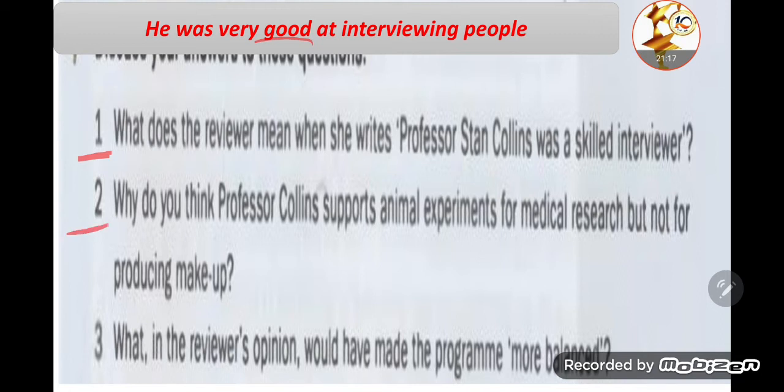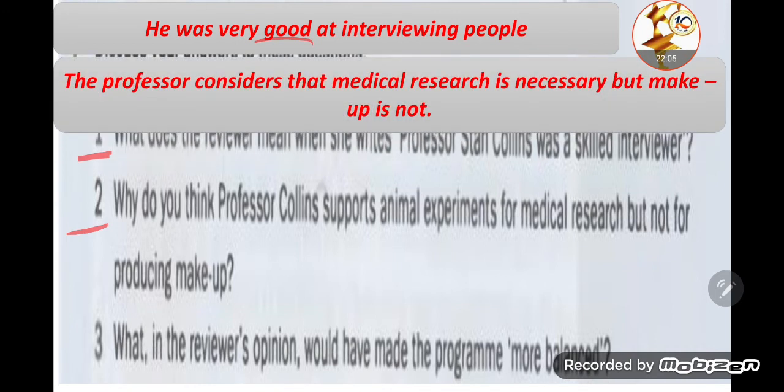Number 2, why do you think Professor Collins supports animal experiments for medical research but not for producing makeup? Of course, because the professor considers medical research necessary but makeup not. Medical research is necessary because it can save people's lives. But when we come to makeup, it's not very necessary to use animals or to support using animals in such experiments. So this is question number 2: the professor considers medical research necessary but makeup is not, and makeup and such things are not very important.